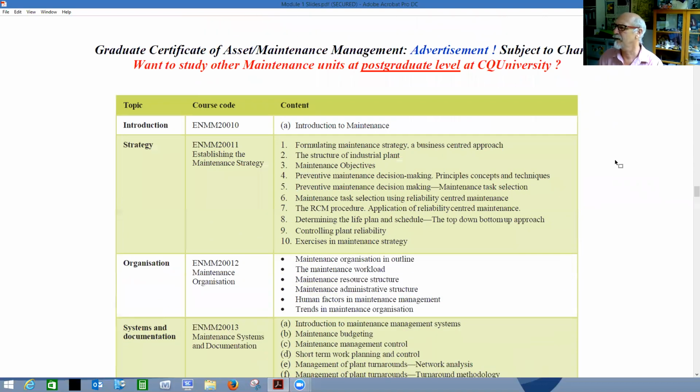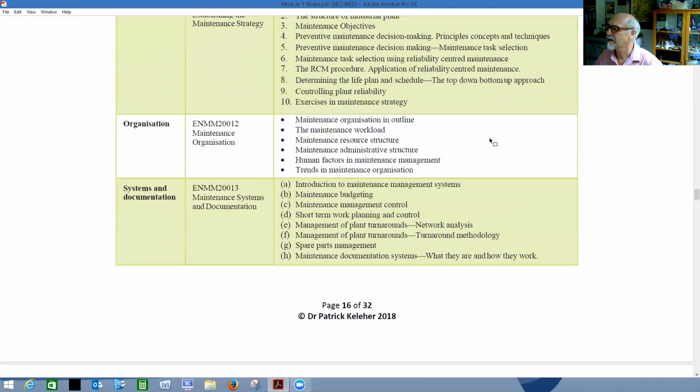Now, with maintenance management and asset management, this is obviously an undergraduate unit, but this is a bit of an advertisement now. These are the kinds of things that we do in our postgraduate unit as well. It's subject to change, as you might imagine, but just to give you a snapshot as you move forward after finishing undergraduate studies, you might be interested in our postgraduate studies. So that just gives you a bit of a snapshot.